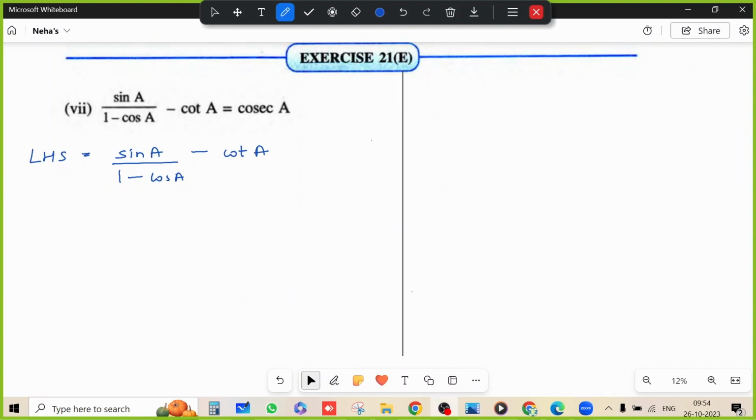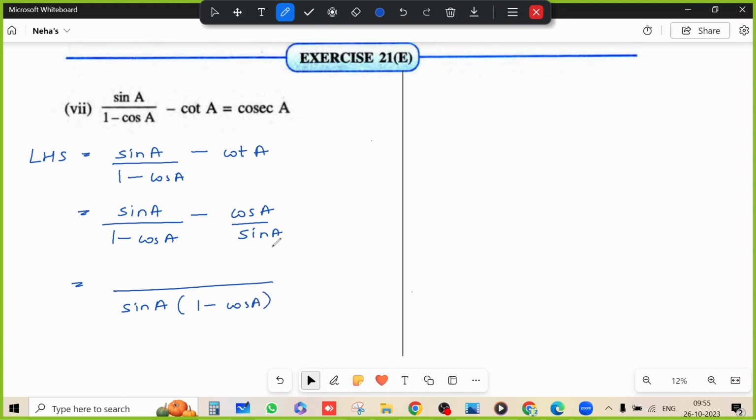The left hand side of the next question is given as sin A divided by 1 minus cos A minus cot A. So here we can write it as sin A divided by 1 minus cos A minus cot A can be written as cos A divided by sin A. Now we will find out the LCM. The LCM will be equal to sin A into 1 minus cos A. This sin A will get multiplied here. So this will become sin square A, and 1 minus cos A will get multiplied with cos A here. So it will become minus cos A plus cos square A.